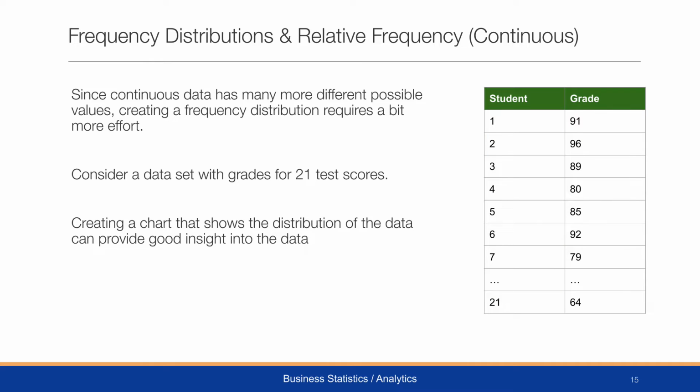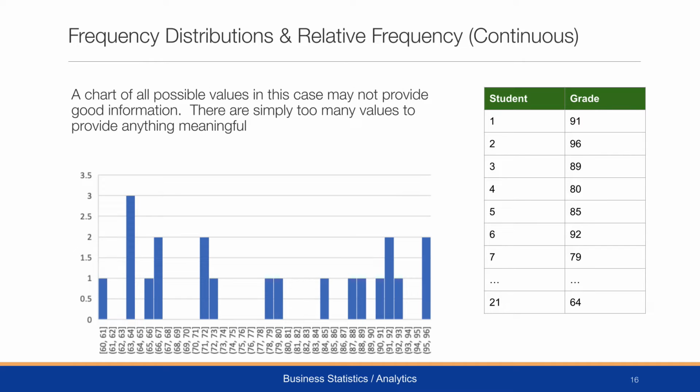Creating a chart that shows the distribution of data could also give us some good insight into this data. A chart of all possible values is not going to provide some good information. There are just simply too many values to provide anything meaningful. So this would be equivalent to a bar chart for each one of the grades. You can see it really doesn't tell us that much.